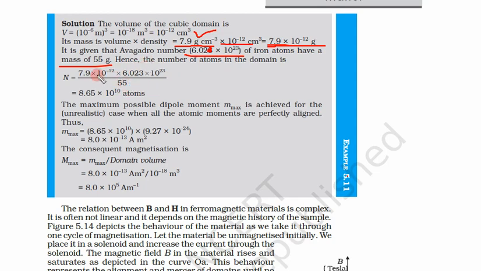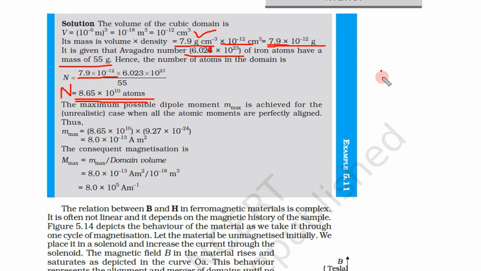Now how many atoms are there in this many gram, 7.9 into 10 to power minus 12 gram? So we take this number divided by 55 multiplied by Avogadro number. What we did, we take this mass divided by molar mass and multiplied by number of atoms per mole. So we get the total number of atoms in that small volume: 8.65 into 10 to power 10 atoms.